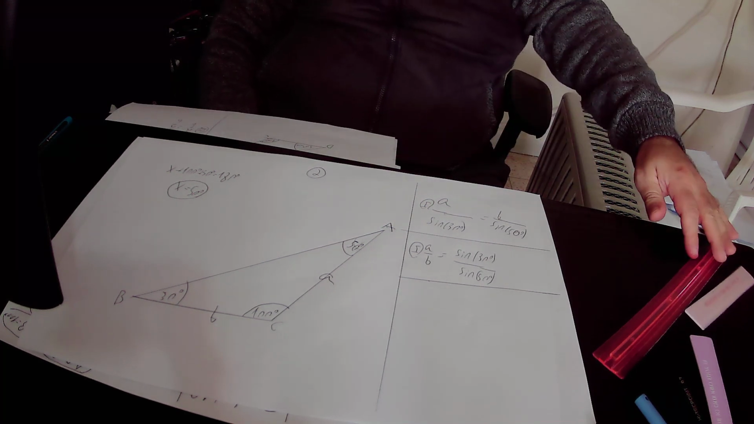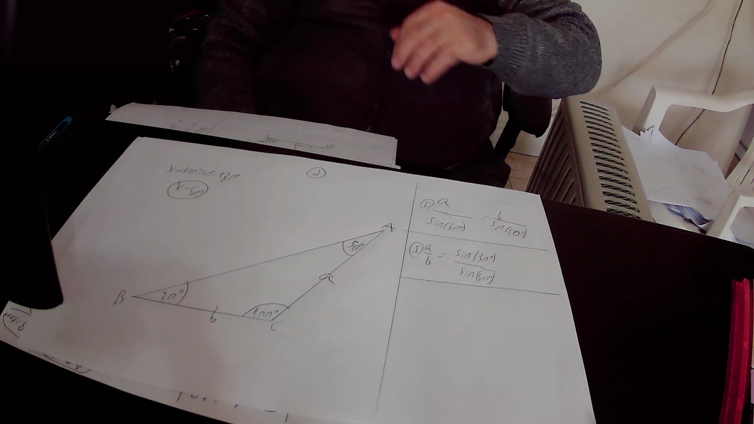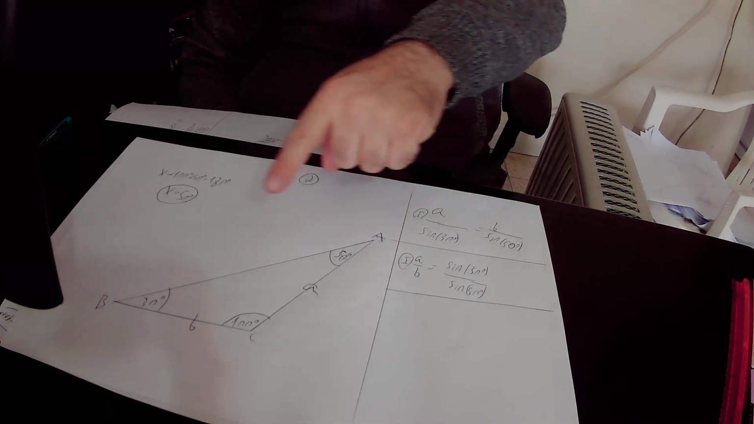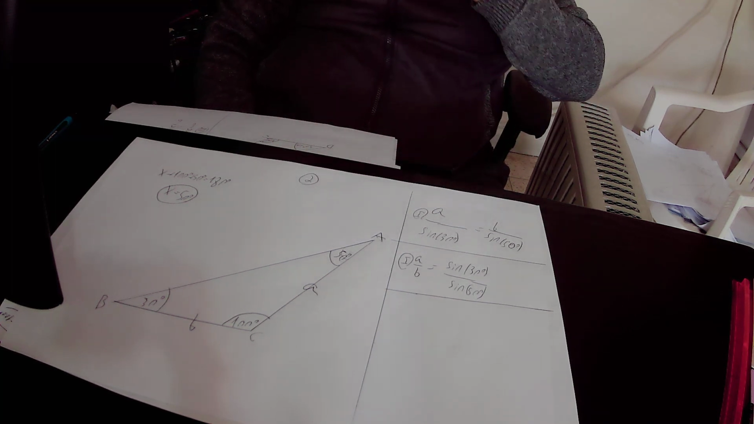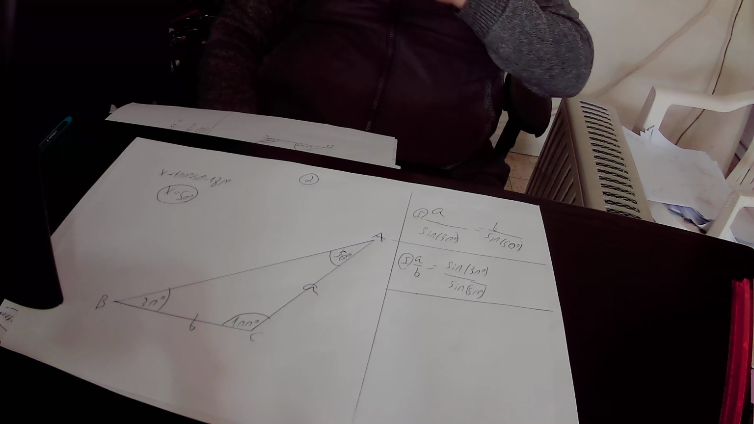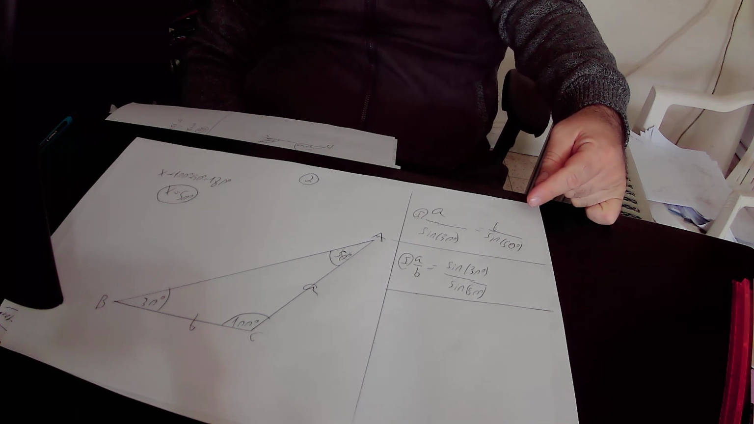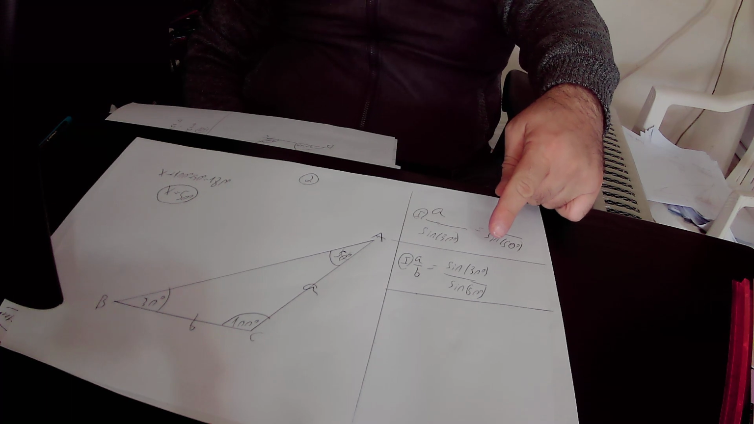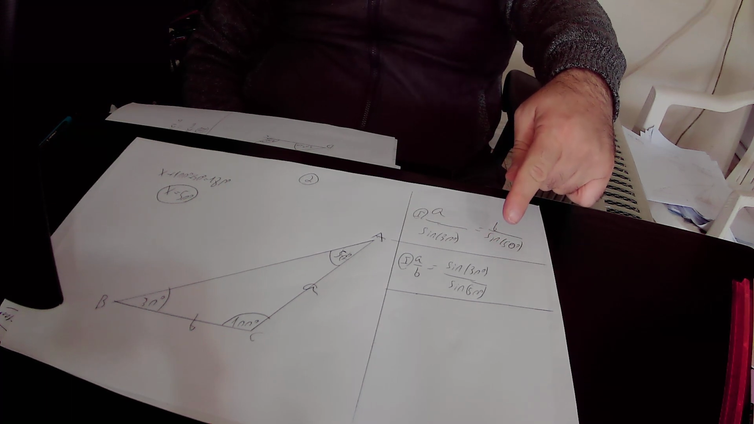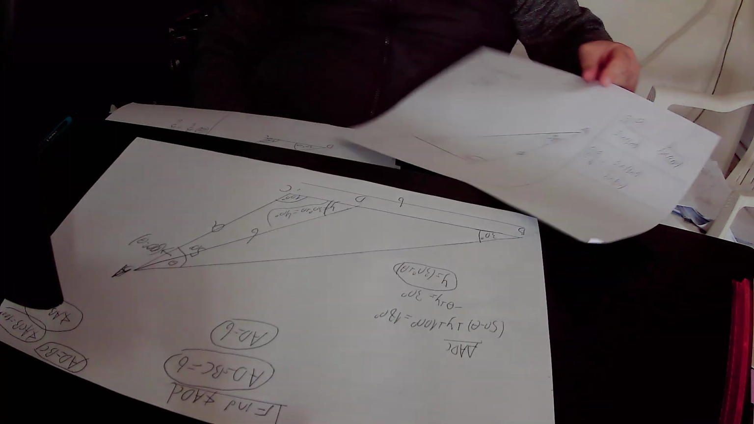Then we implemented the law of sines. In this triangle ABC, according to the law of sines, A over sine 30 degrees equals B over sine 50 degrees. Then we divided equation number 1 by B, and then we multiplied it by sine 30 degrees. And we got that A over B equals sine 30 degrees over sine 50 degrees, according to equation number 1. Then we focused on triangle ADC.